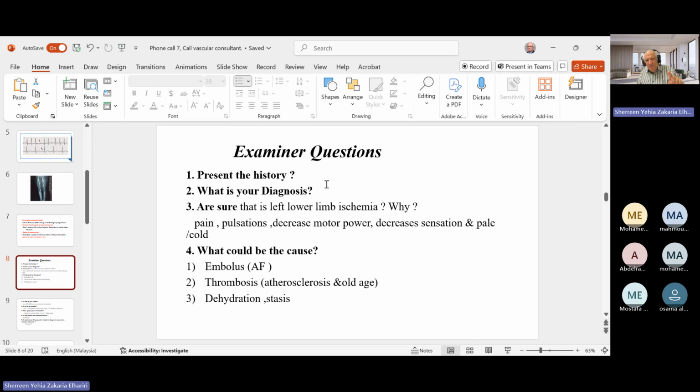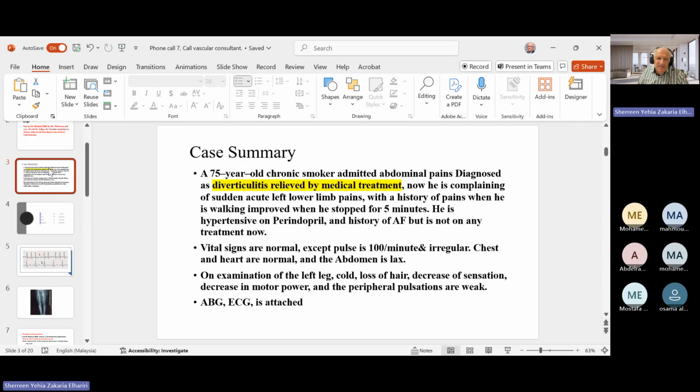So you have left lower limb ischemia, and you are sure because of what the patient had clinically. He has pallor, pain, decreased pulsation, decreased sensation, and also his leg was cold. Okay, so what is the cause of this ischemia in this patient? Give me 3 possibilities. Okay, it may be due to the ECG showing AF, so the first can be embolus because of the ECG.